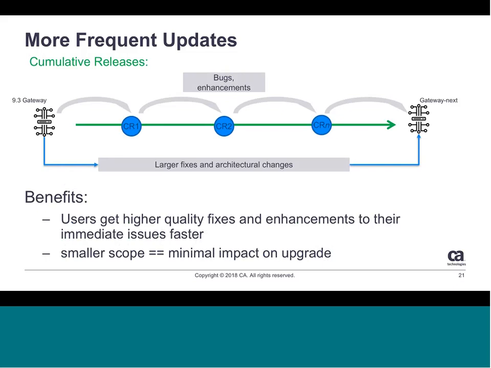So you can see here that in 9.3, instead of waiting until everything was ready in Gateway Next, we'll start releasing cumulative releases, which would include things like bugs or enhancements to the gateway, small enhancements, while leaving those larger fixes for later. So really, there's a lot of benefits here. The CRs would be released on a regular interval. So that's CR1, CR2, CR3.